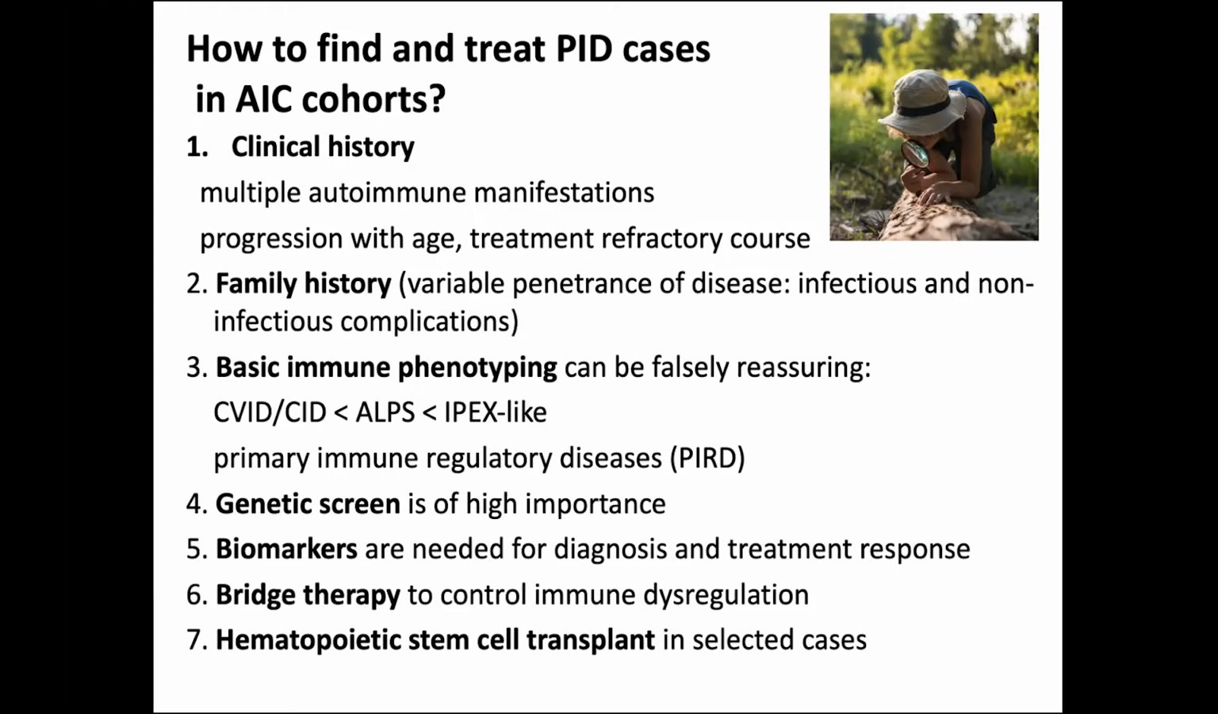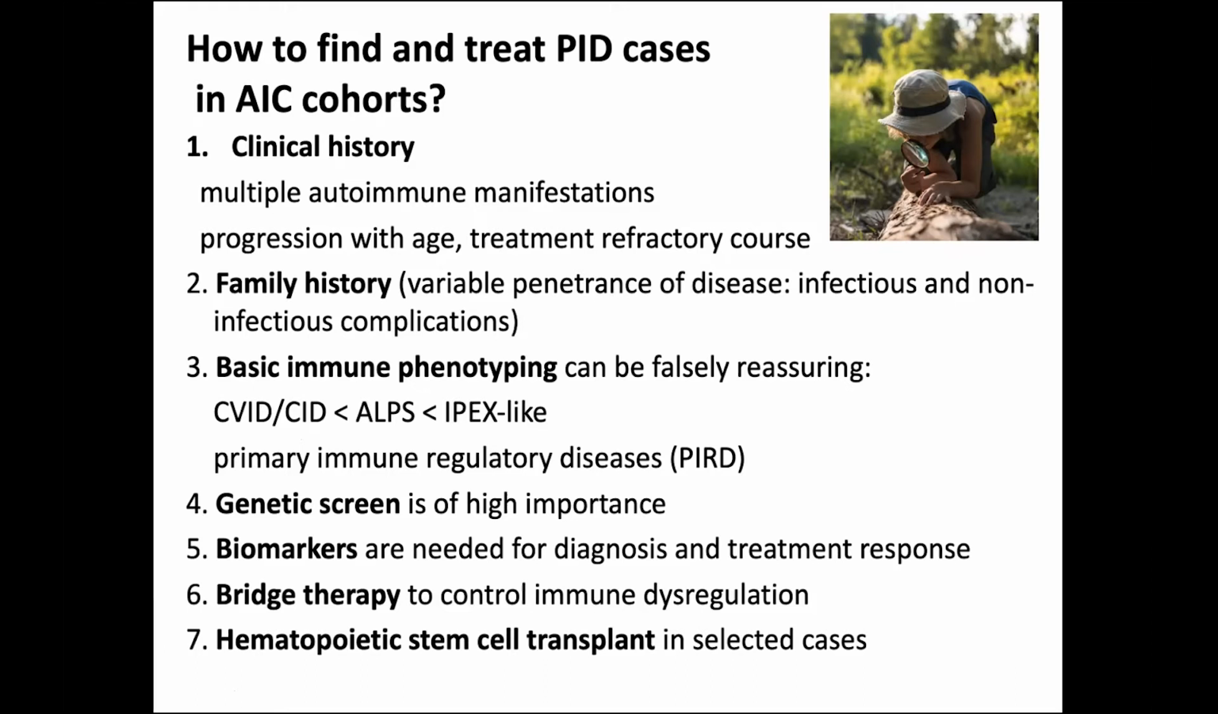What has been confusing when we were looking at patients with cytopenias in general is that the basic immune phenotyping can actually be falsely reassuring. And this is more commonly seen in the ALPS and IPEX populations. If you have a patient with antibody deficiency syndromes and T-cell defects such as CVID and CID, the basic immune phenotyping will be very telling.